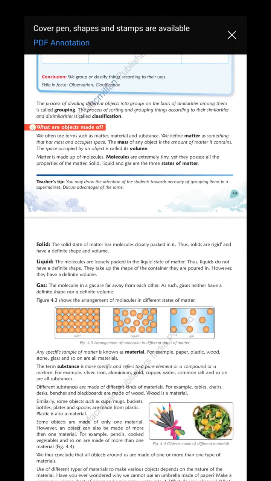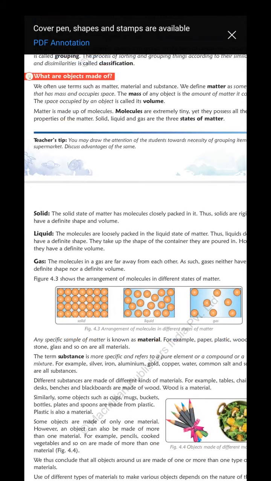Next is matter. What are the objects made of? Each and every object is made up of solid, liquid or gas. For example, we use some amount of solid and some amount of liquid for making some objects. Matter is the term that represents everything around us. It may be in any state: solid, liquid, gas, anything around us comes under matter.